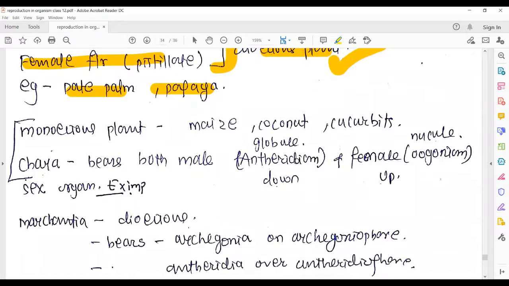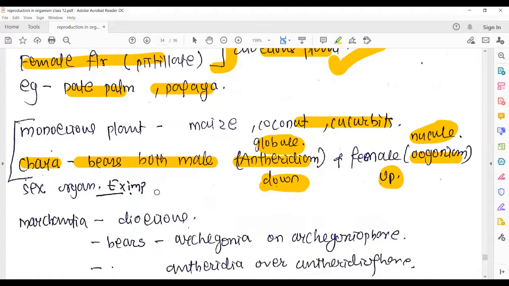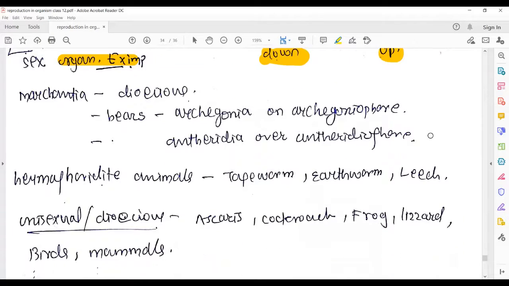See, monoecious plant examples are maize, coconut, cucurbita. These are the examples given to you. And Chara bears both male and female parts. In case of Chara, the male part is called the globule and the female part is called the nucule, the oogonium. The antheridium is present on the lower side and the female gamete on the upper side. Sex organs are very, very important here. Remember, antheridium and oogonium mean globule and nucule. We will see the diagram also, so don't worry, you will understand very clearly.